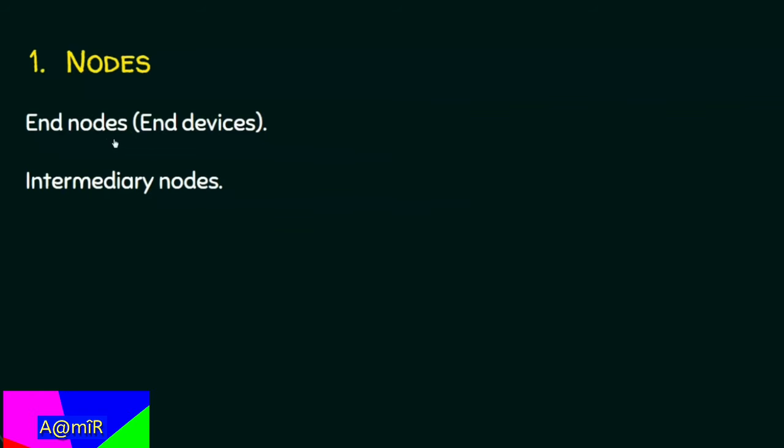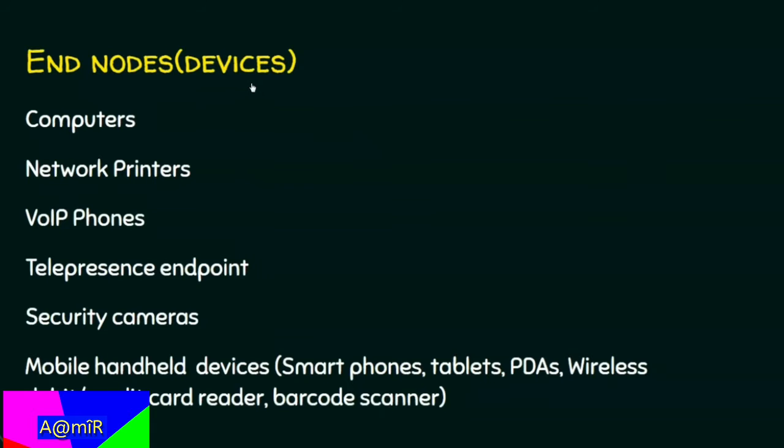We will first see end nodes. End nodes are the nodes that are going to be the starting point in the communication or the end point in the communication. If two devices want to communicate with each other, the device which initiates this communication is an end device, and the device which accepts the communication at the final stage is an end device. And these two end devices are going to communicate with each other with the help of some intermediary devices.